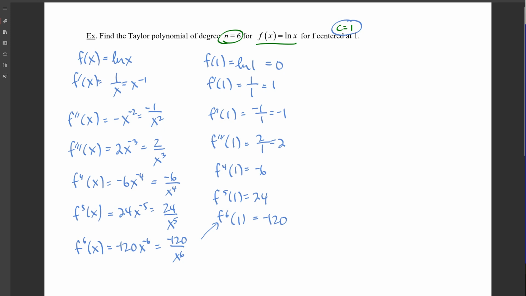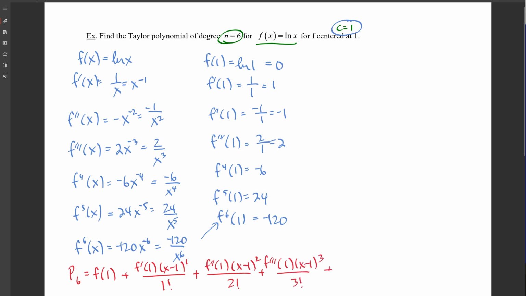Well, I want a Taylor polynomial of degree 6 that's going to be equal to f at c plus f prime at c times x minus c to the first power over 1 factorial plus f double prime at c times x minus 1 squared over 2 factorial plus f triple prime of c times x minus 1 to the third power over 3 factorial plus f to the fourth degree at 1 times x minus 1 to the fourth power over 4 factorial, etc.